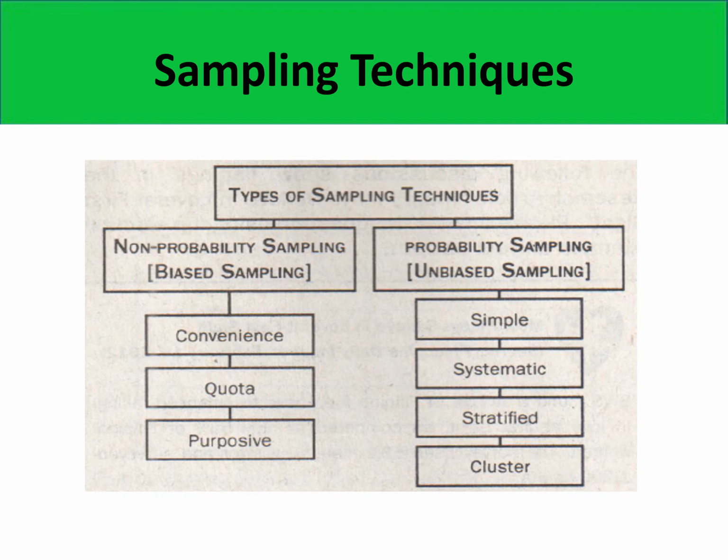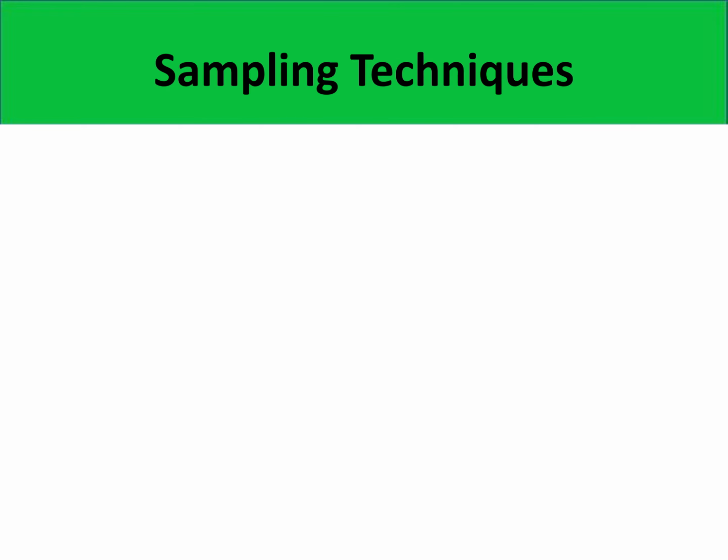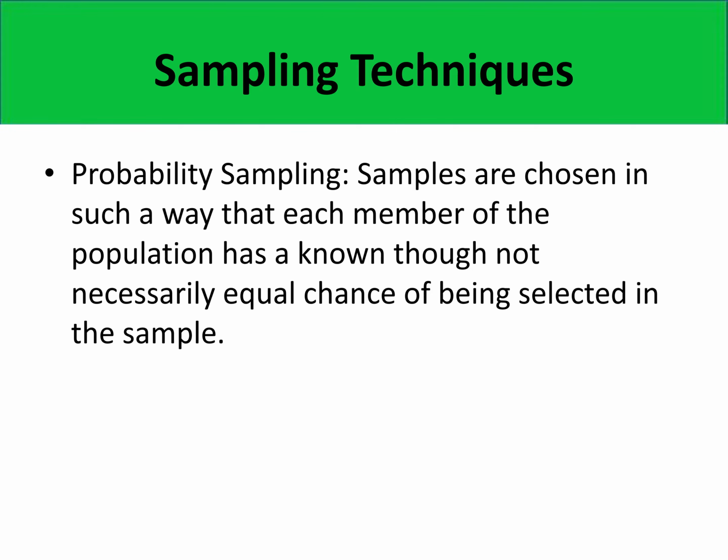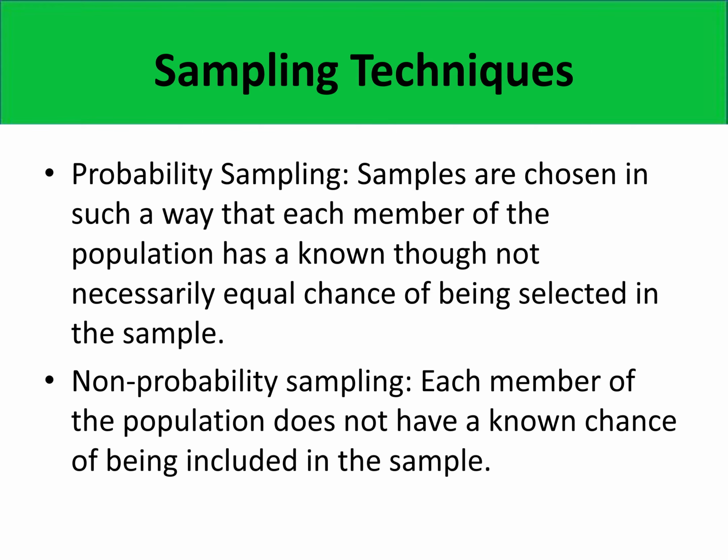This diagram shows that there are two types of sampling techniques, probability sampling and non-probability sampling. For each, there are several methods which shall be discussed in the succeeding slides. In probability sampling, each individual in the population has a known chance of being selected. This probability or chance is not necessarily equal for each member of the population. On the other hand, the chance of being selected under non-probability sampling is not known.